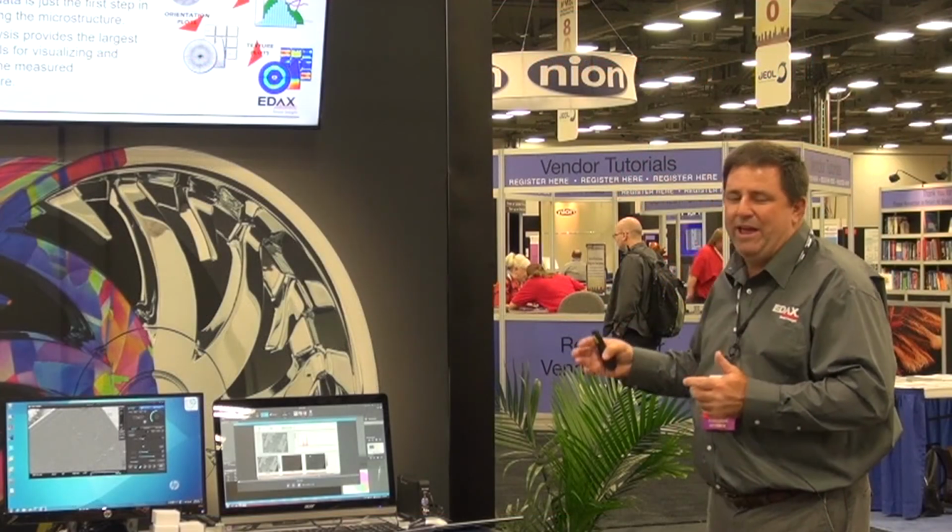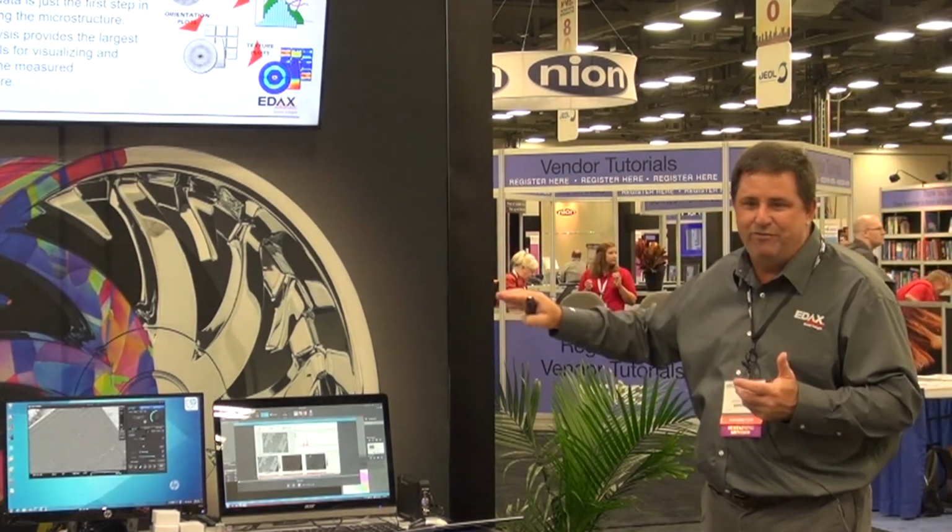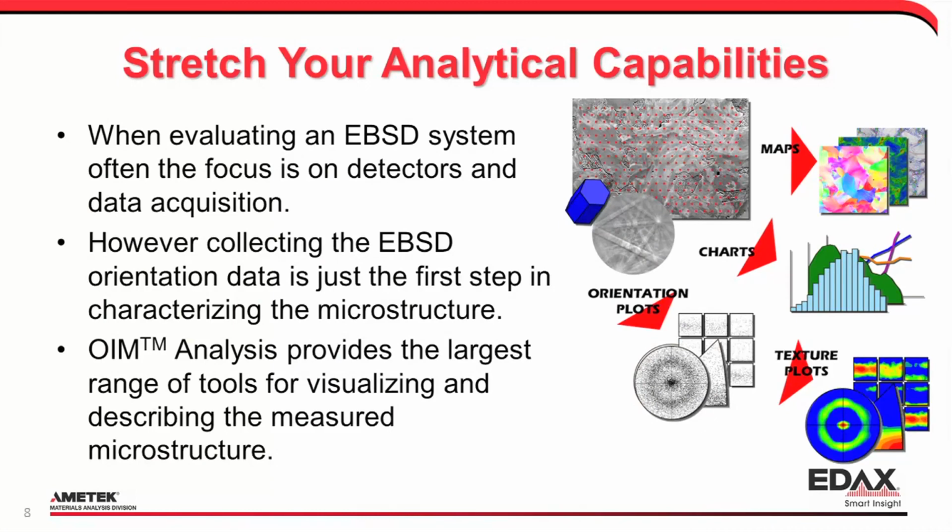When you come to a show like this and you learn about EBSD, a lot of times the focus is on the acquisition system itself. How fast is the camera? How fast does it go in and out? Is it vacuum sealed? Whatever. Collecting the data is really the first step. The next step is in trying to analyze this data and understand it.